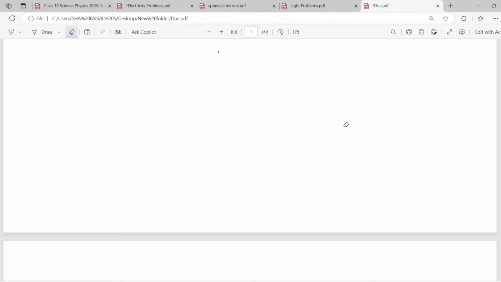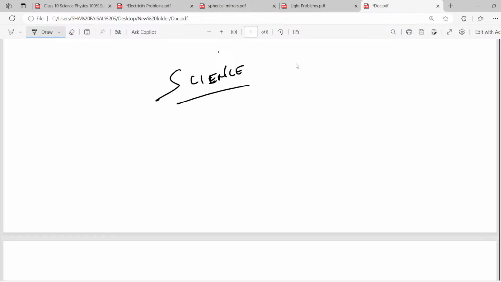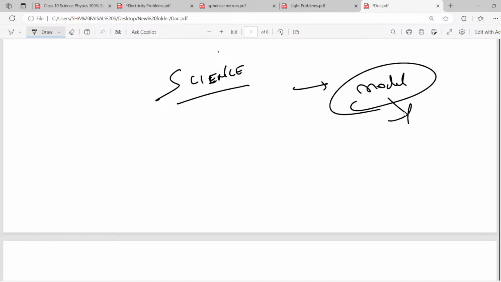But only in science, only science is a kind of subject where you may not get questions straightforward as they have given in the model paper. You may not get the same type of question, meaning same order, same way, same sentence, same information. Especially for science, believe me, you may not get that, but questions will appear similar to model paper questions.